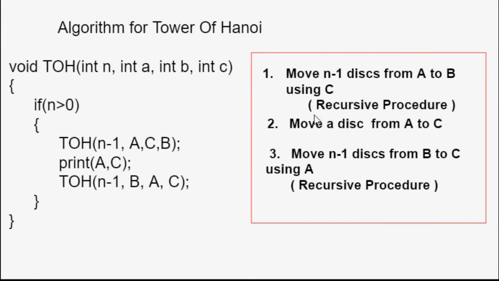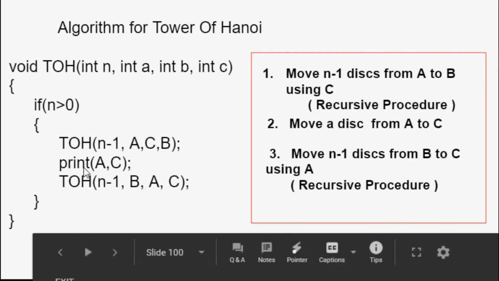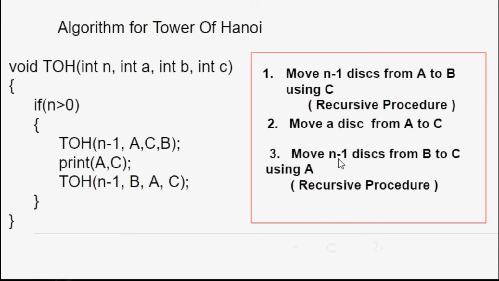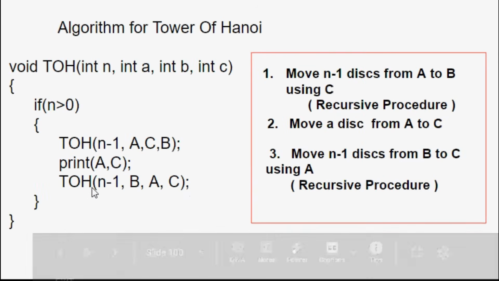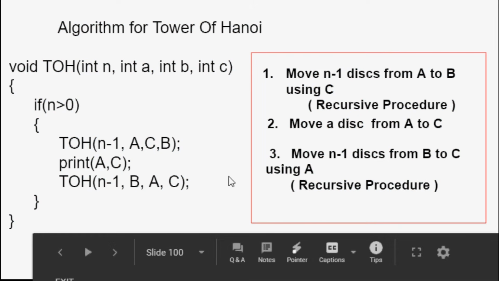Then move a disk from A to C. Now here we are not making any recursive call. So simply I have written print A comma C. The third step is move n-1 disks from B to C using A. Now here B is the source, C is the target, A is the intermediate. So this is what we are writing, TOH, that is Tower of Hanoi. We are passing n-1 disks, from B to C using A.